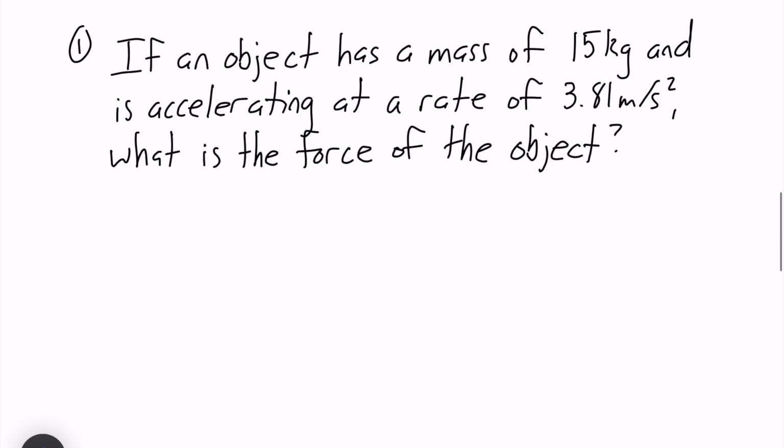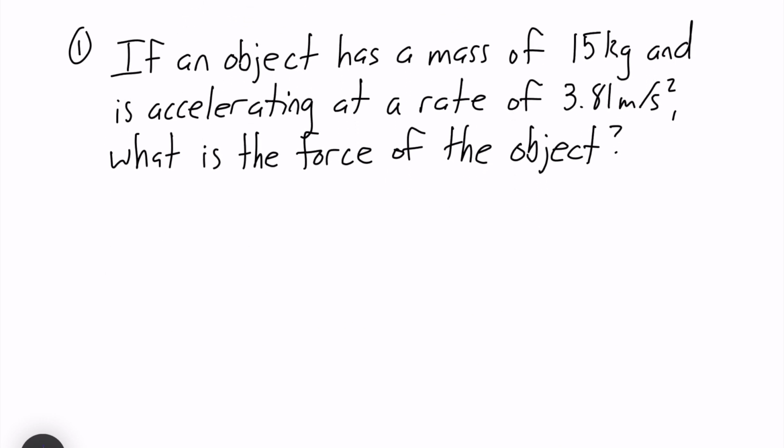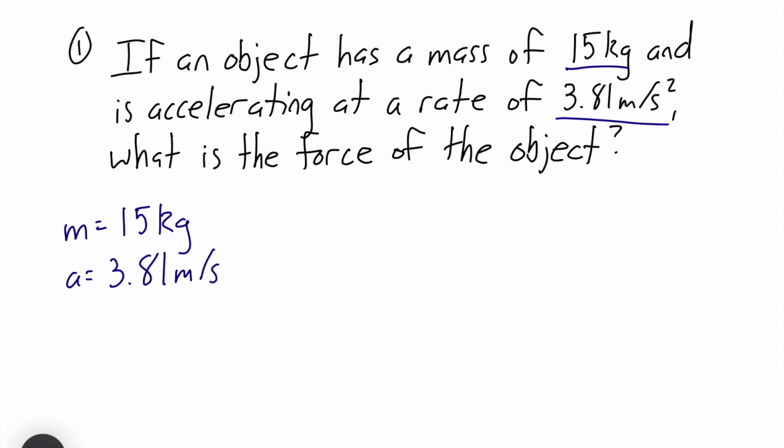So number one, it says if an object has a mass of 15 kilograms and is accelerating at a rate of 3.81 meters per second squared, what is the force of the object? So first off, let's figure out exactly what we have here. So it looks like we have mass, so we can write down m is 15 kilograms, and we also have a in the question. So a is going to be 3.81 meters per second squared, and it looks like the question wants us to figure out the force of this object. So F is what we are figuring out.